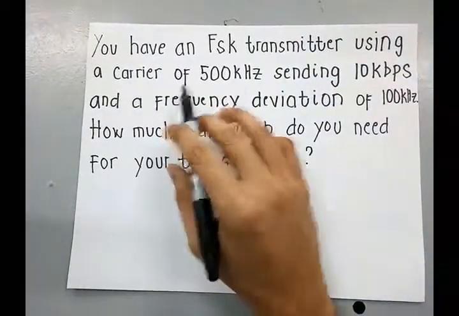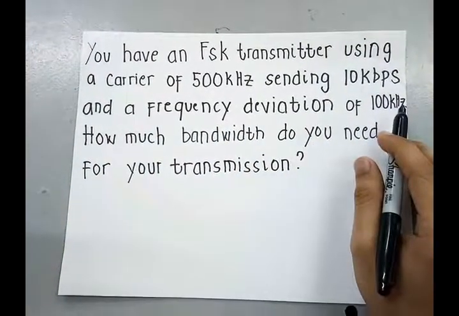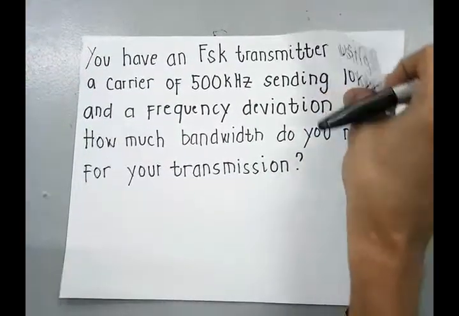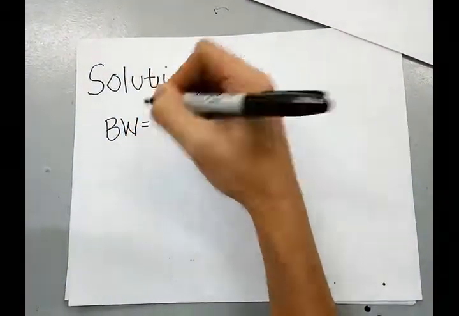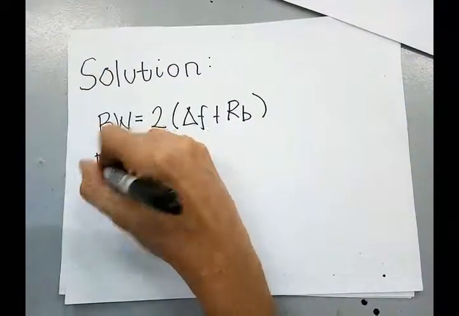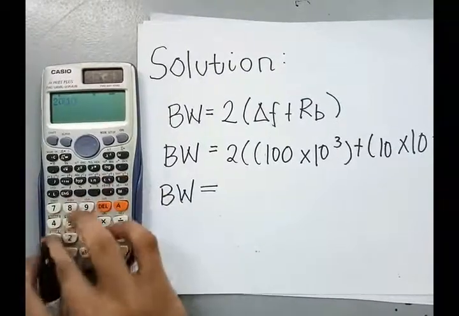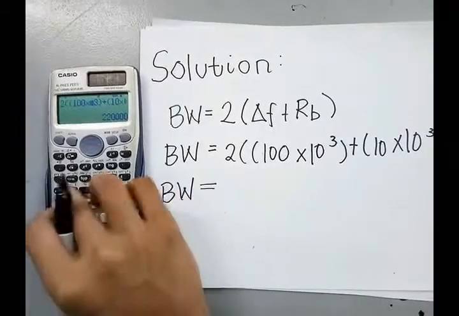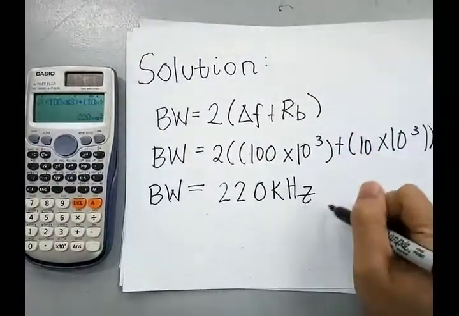You have an FSK transmitter using a carrier of 500 kHz sending 10 kilobytes per second, with a frequency deviation of 100 kHz. How much bandwidth do you need for your transmission? The solution for this problem is bandwidth equals 2 times frequency deviation plus Rb, which is 2 times 100 kilohertz plus 10 kbps, and our bandwidth is 220 kilohertz.